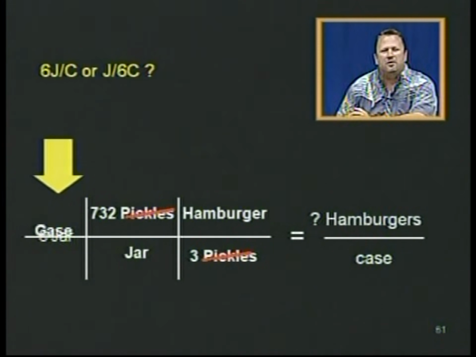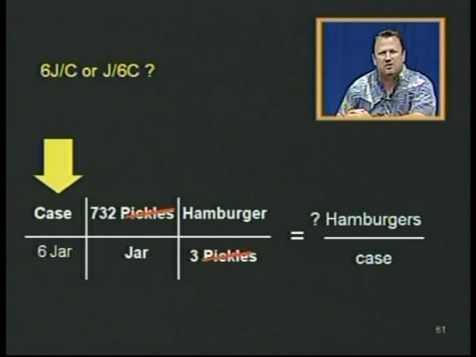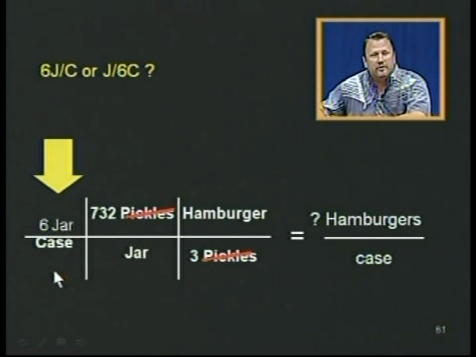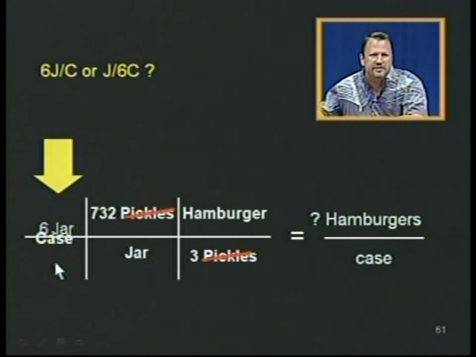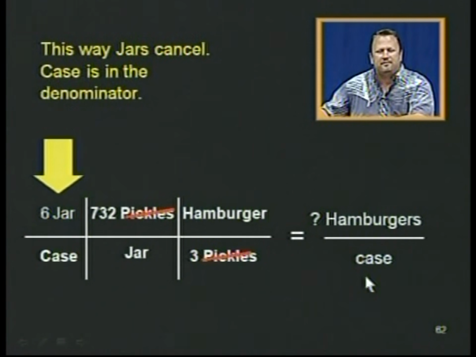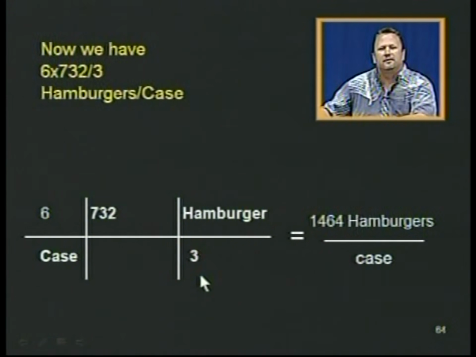So we need to multiply times our 6 jars per case, or a case per 6 jars. Well, we need jars to cancel out, and the way to make jars cancel out is to put jars on top. And notice that leaves case in the denominator where we want the case to be, on the bottom. So that's how we use 6 jars per case. And now my jars cancel out, and I'm left with 6 times 732 divided by 3 hamburgers per case.